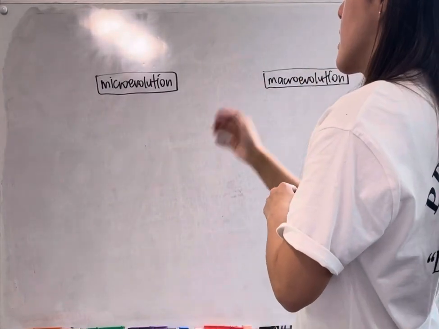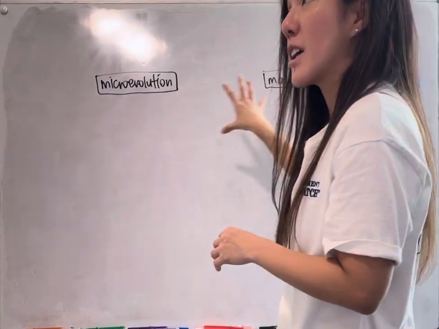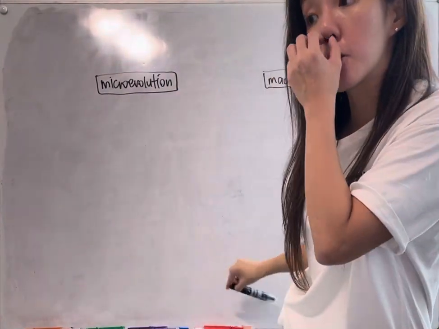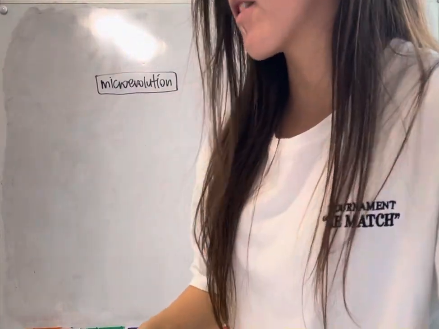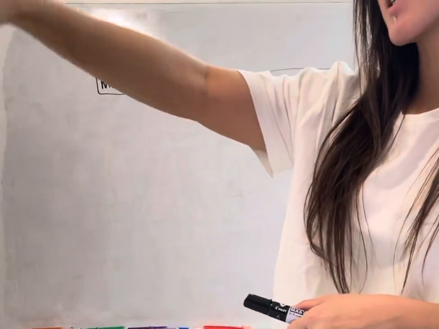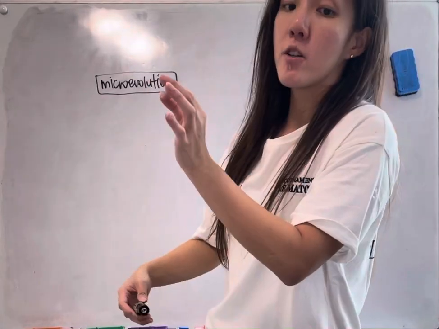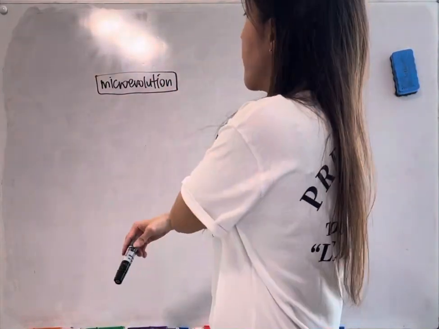So the first thing is that whenever we talk about evolution, they always like a split between micro and macro. This is not found in your notes, so if you need, you can write on the first page of your notes. Microevolution, please take note.